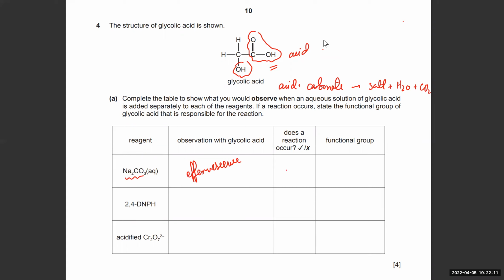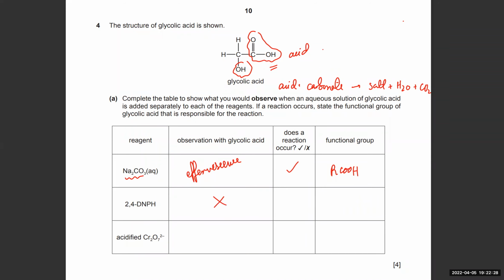So does a reaction occur? Obviously it does occur. Which functional group? It's the carboxylic acid functional group. And then you have 2,4-DNPH. What is 2,4-DNPH? There's not going to be any reaction with 2,4-DNPH.